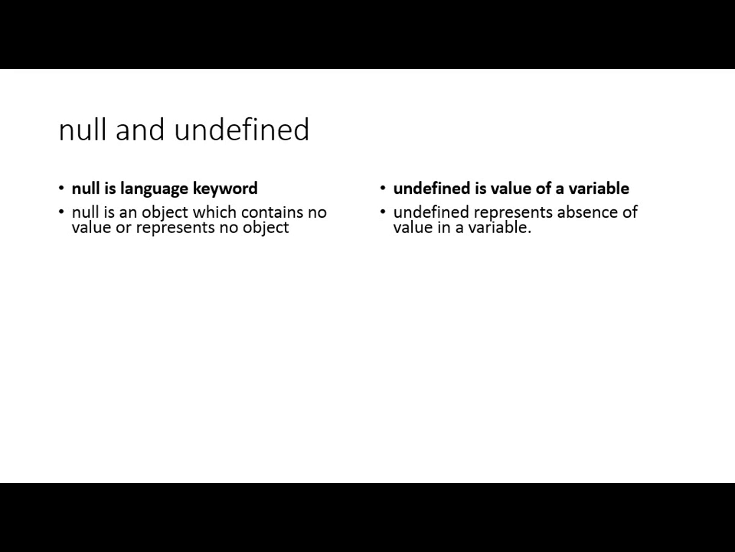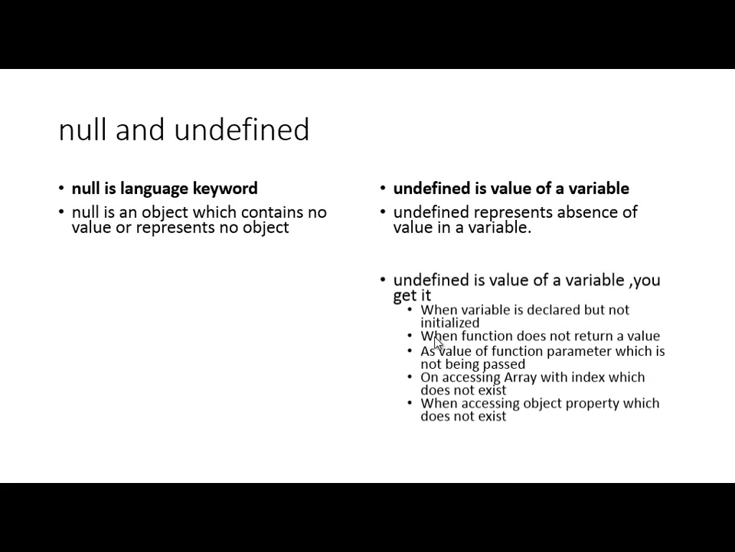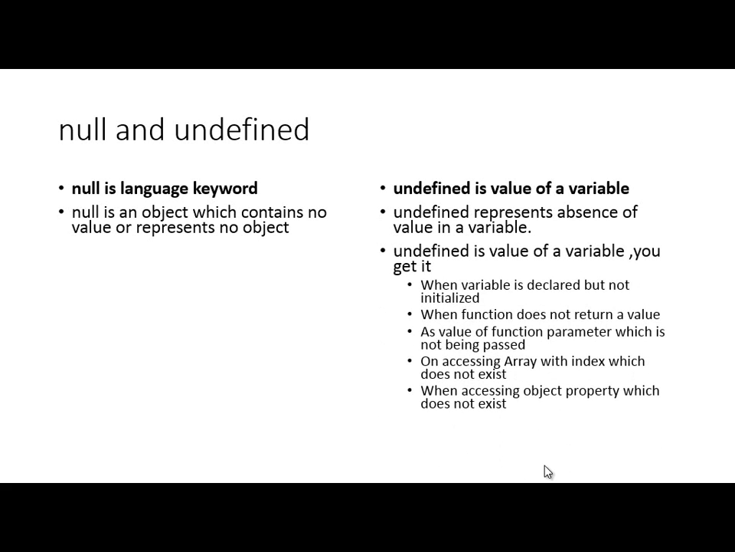Null is an object which contains no value, or null is an object which represents no object, whereas undefined is a value of a variable. Undefined represents that there is no value contained in a particular variable. Undefined is a value of a variable, whereas null is an object.